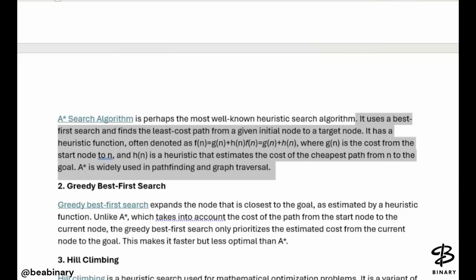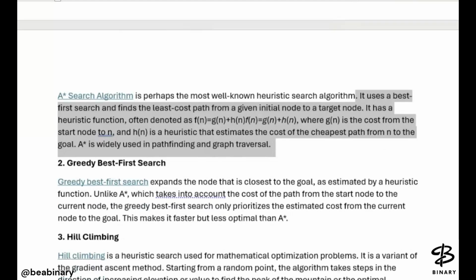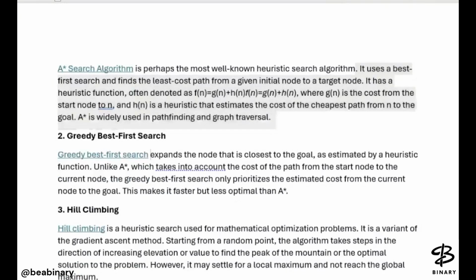Another is your greedy best first search. What comes under the greedy best first search? Greedy best first search expands the node that is closest to the goal as estimated by the heuristic function, right? So unlike A asterisk, which takes into account the cost of a path from the start node to a current node, right?